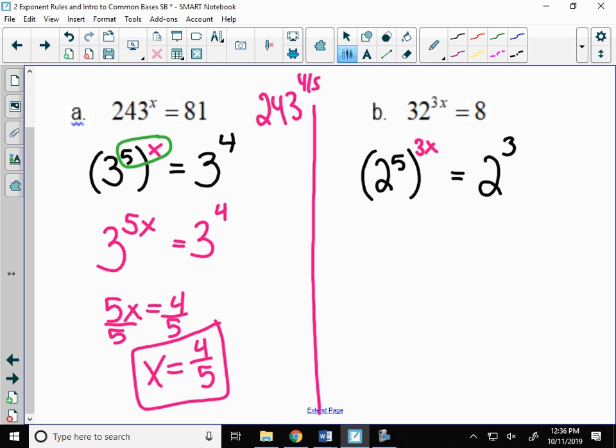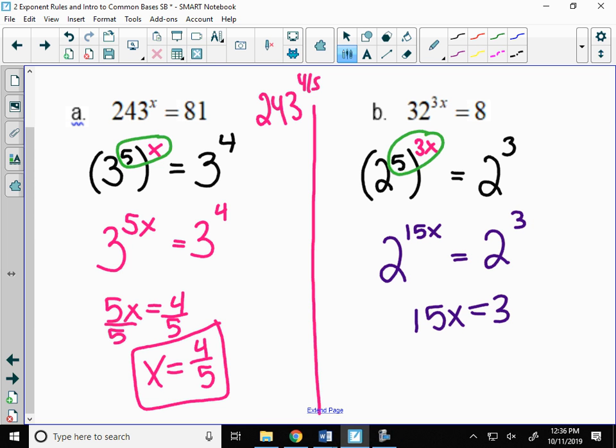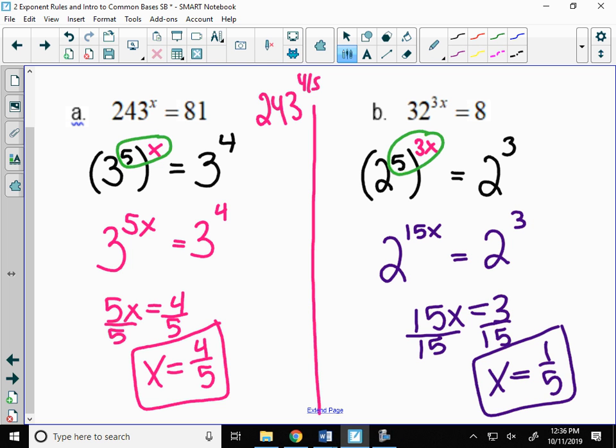All right, so on the left, I'm not done. I have to multiply those exponents because it's a power to a power. So it's 2 to what power here? 15x equals 2 to the 3rd. And then I can set the exponents equal. Don't skip the steps for now. When you skip steps when it's easier, you skip steps when it's harder, and then you make mistakes. Next week we will make it harder. All right, so I have x equals, what's that fraction? 1/5. Okay, we have 1 or 2 more. 2 more.